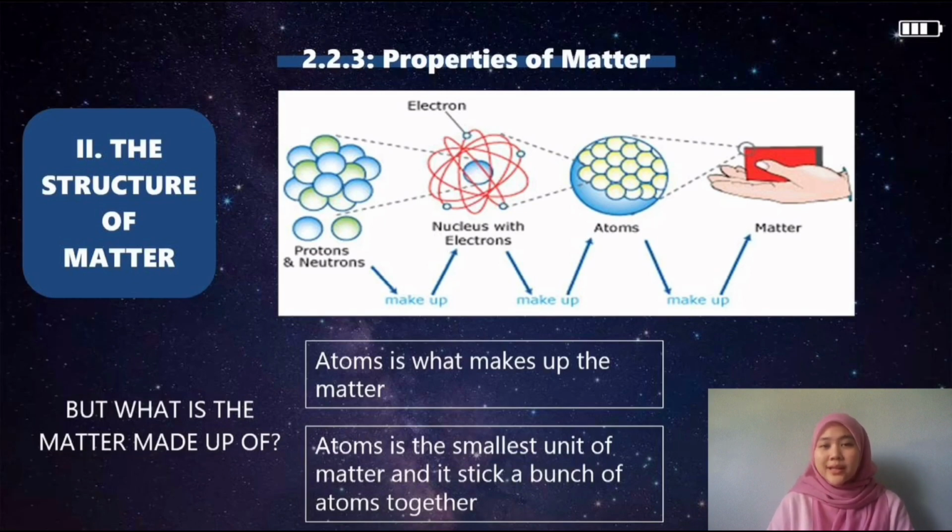But what you can't necessarily see from this picture is the atom. Atoms make up this red block, or the matter. An atom is very tiny, and all matter is composed of atoms, which can be considered the building blocks of matter. An atom is the smallest unit of matter, and sticking a bunch of atoms together is how we get things like the red block.